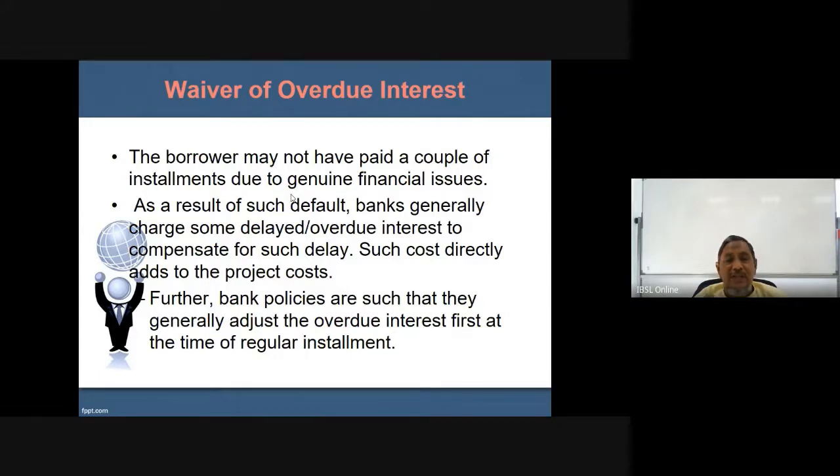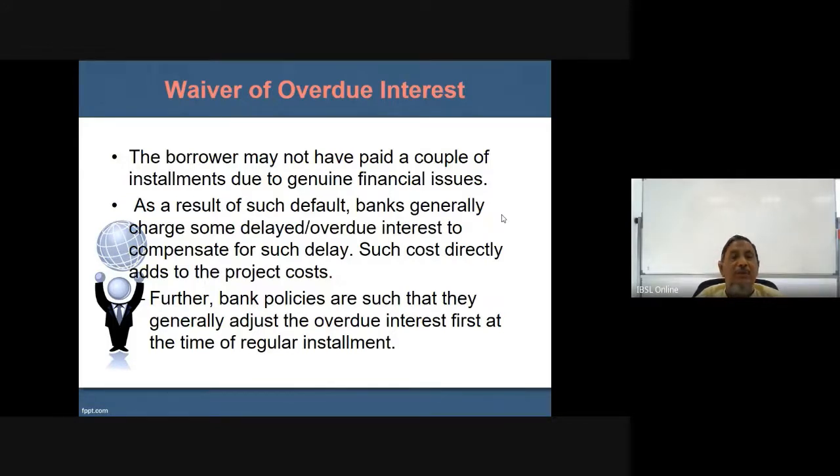Further, bank policies are such that they generally adjust the overdue interest first at the time of a regular installment. I told you in the first instance that when we try to recover the unpaid overdue interest, that is unpaid accrued interest first, whenever we work out the installment payment. Our systems have also developed in such a way that whenever a customer deposits funds, the interest component will be taken from there.